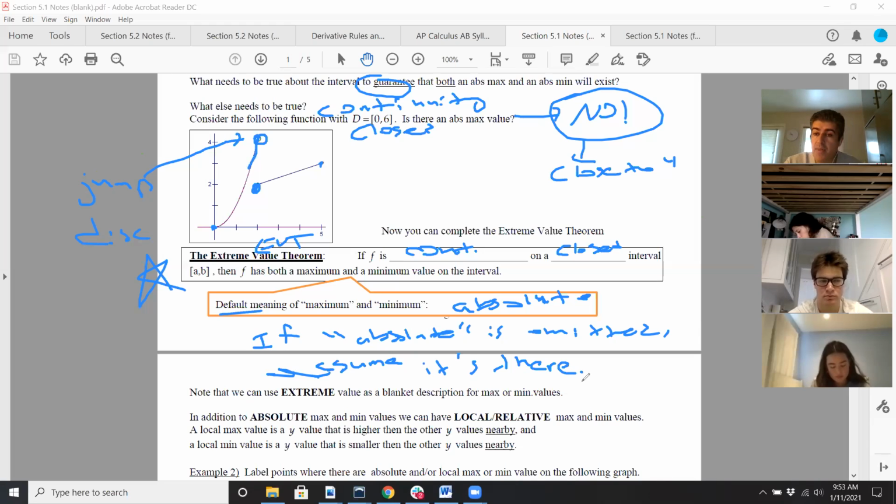Okay, so that's the extreme value theorem. If you're continuous on a closed interval, you're guaranteed to have a high point or low point, an absolute highest and absolute lowest. That's what this says.